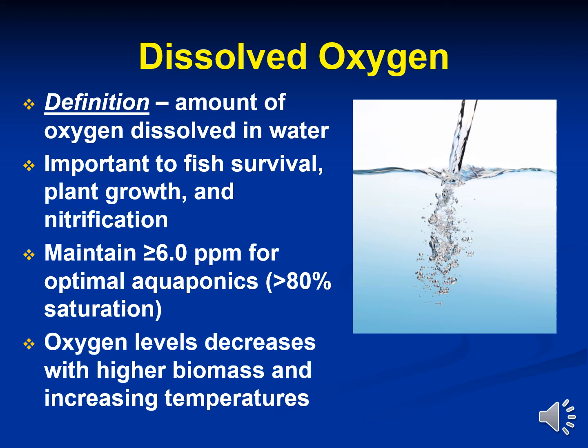There are some chemical test kits that do measure DO, but the simplest method is a low-cost battery-operated DO meter. Remember, the higher the water temperature, the lower the dissolved oxygen levels. Also, biomass, which is the weight of fish and plants to water volume, will also affect DO levels.